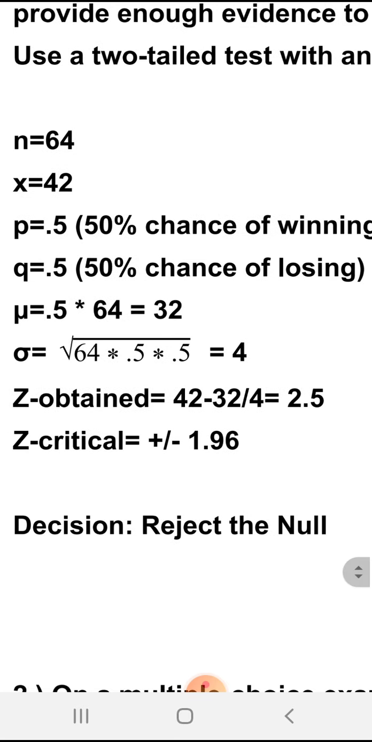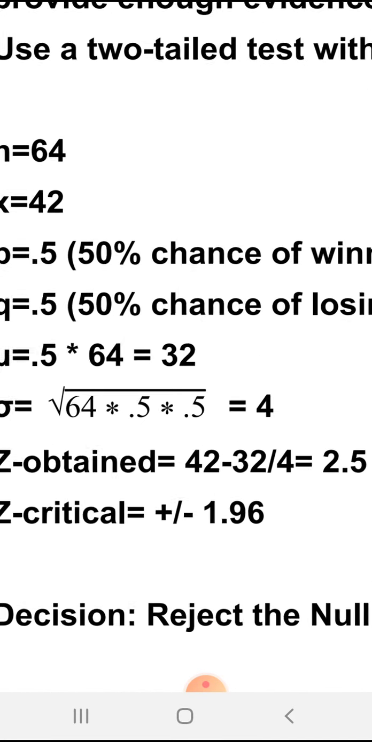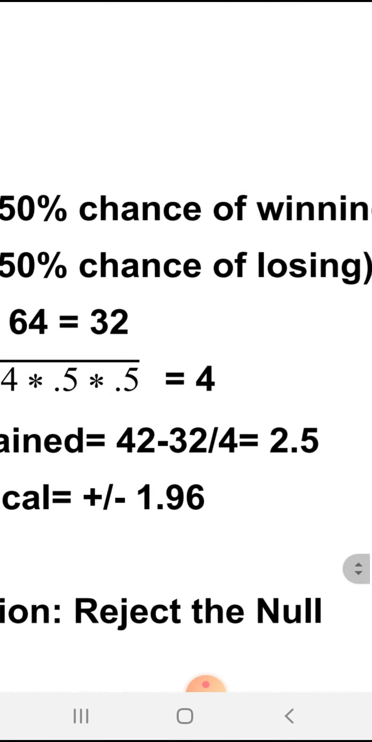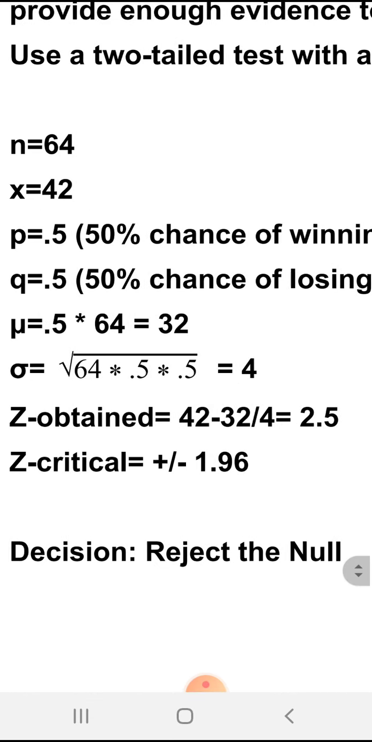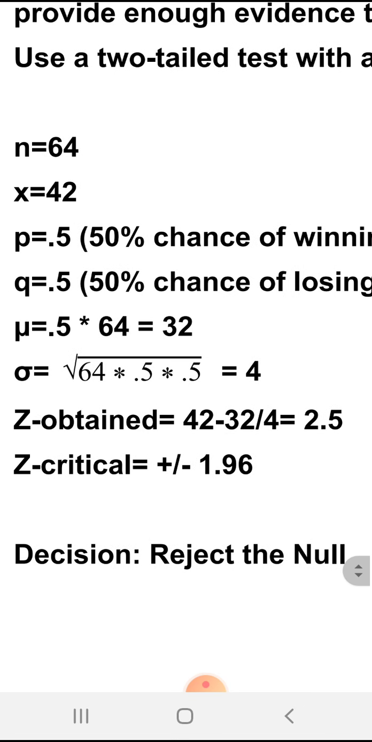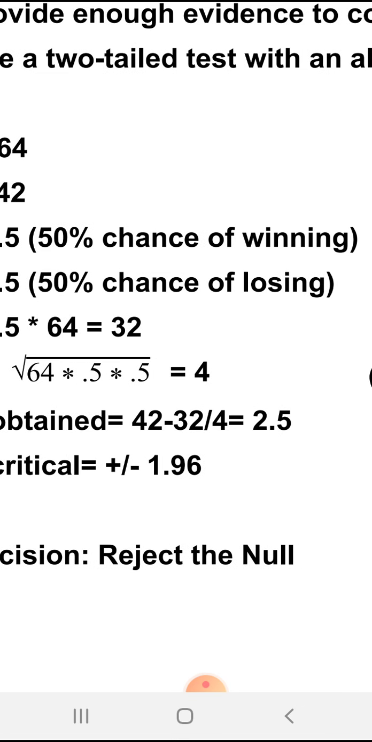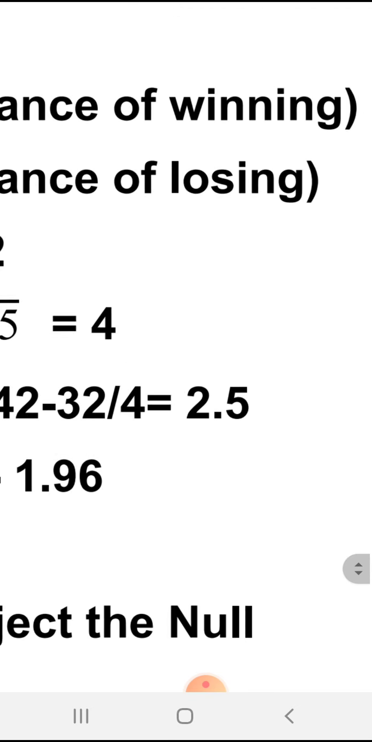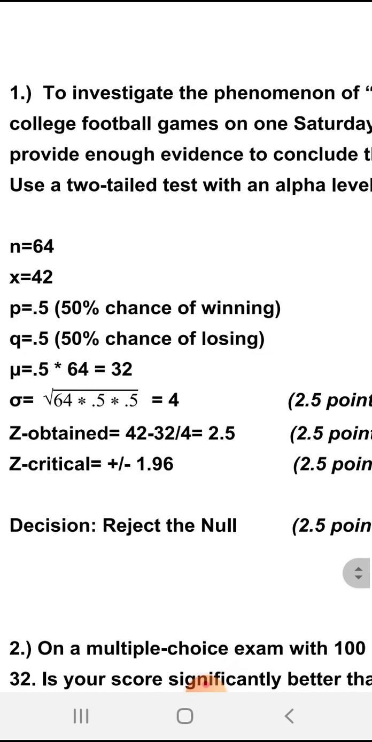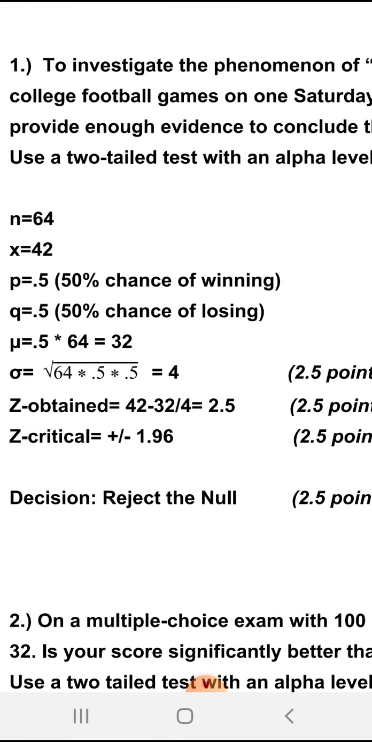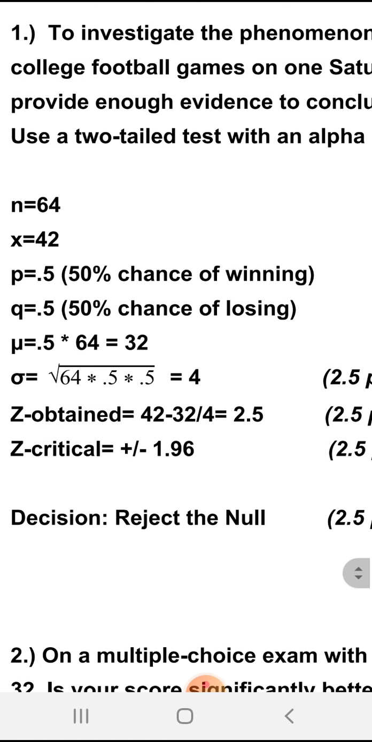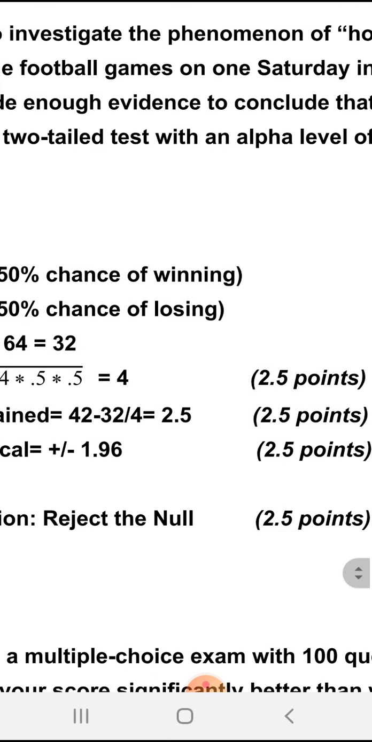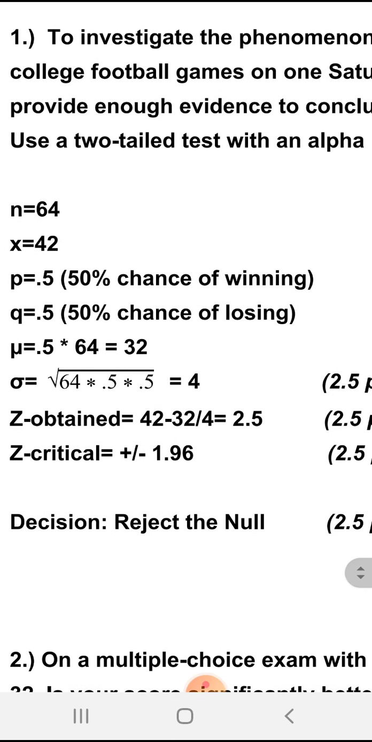All right, so now we have x, we have mu, and we have standard deviation. When we have those three values, we know we can compute a z-score. So if you do 42, which is x, minus 32, which is mu, divided by 4, which is the standard deviation, that equals 2.5. Now, the z-critical, it was asking at 0.05, so it would be plus or minus 1.96. 2.5 is greater than 1.96, so the decision would be to reject the null hypothesis, right? We do have a significant result.